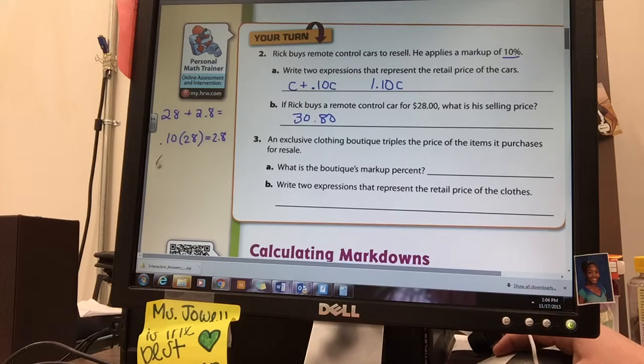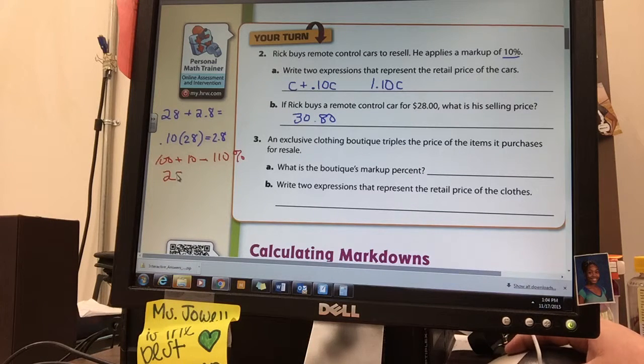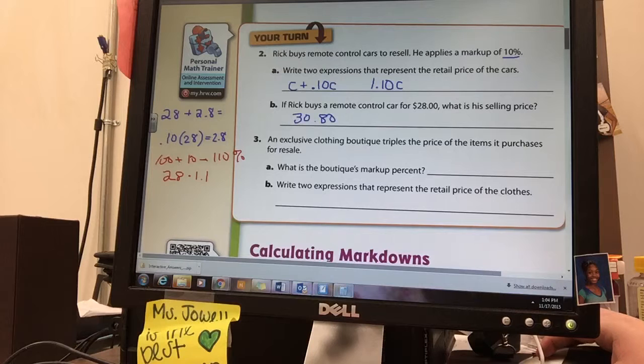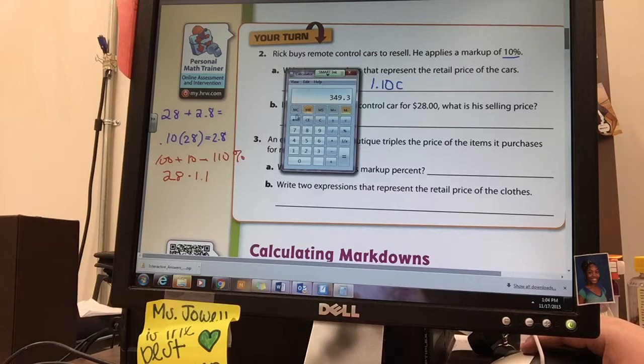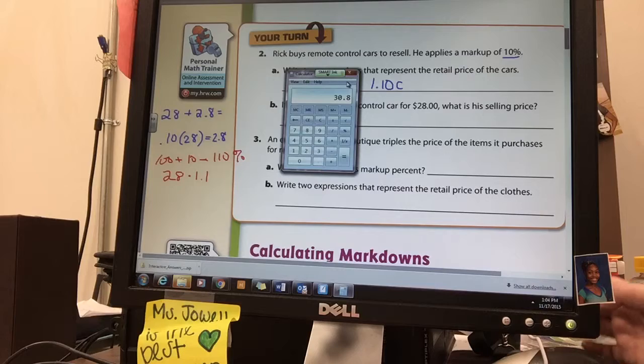The other way to do it, which I'll do in another color, is, well, you paid for 100% of the car, plus you're paying for 10% of the car, so that's 110%. So I can do 28 times 1.1, because 110% as a decimal is 1.1, and 28 times 1.1, and again I get the $30.80. So either way works.